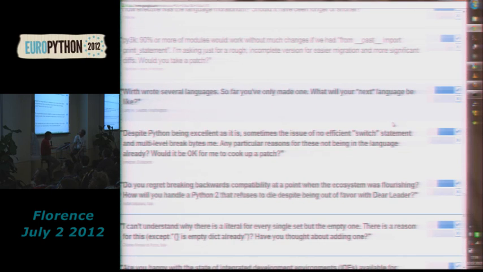Wirth wrote several languages. So far you have only made one. What will your next language be like? Well, Wirth is actually a good example because none of his languages were as successful as his first one. So I think I'll sort of claim victory while I'm ahead of the game.